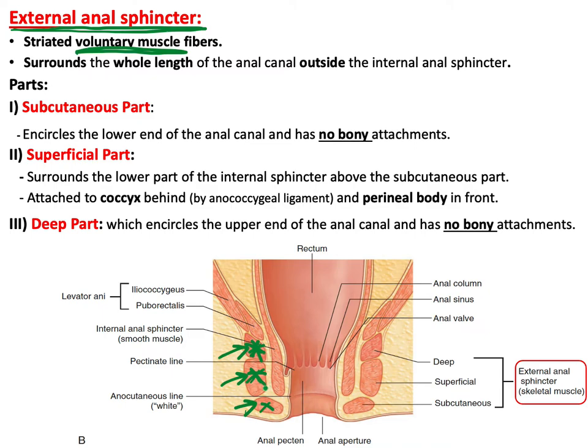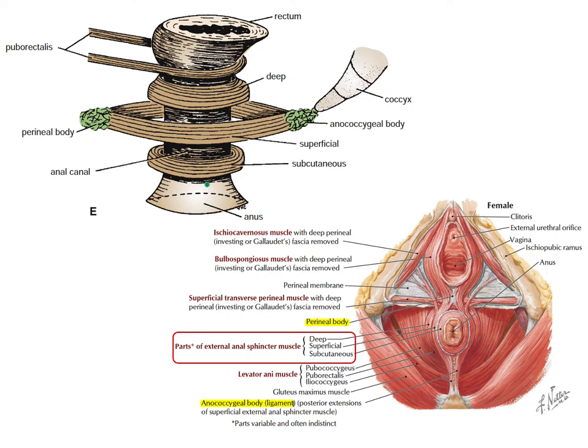The superficial part is the only one that's connected to bone. Right, if you look at it here, for example, here is the superficial one attached anteriorly to the perineal body and posteriorly to the coccyx through the anococcygeal body. Anyway, it's just to know that only the superficial one has a bony attachment. Anyway, let me explain it again for you, the sphincters of the anal canal.